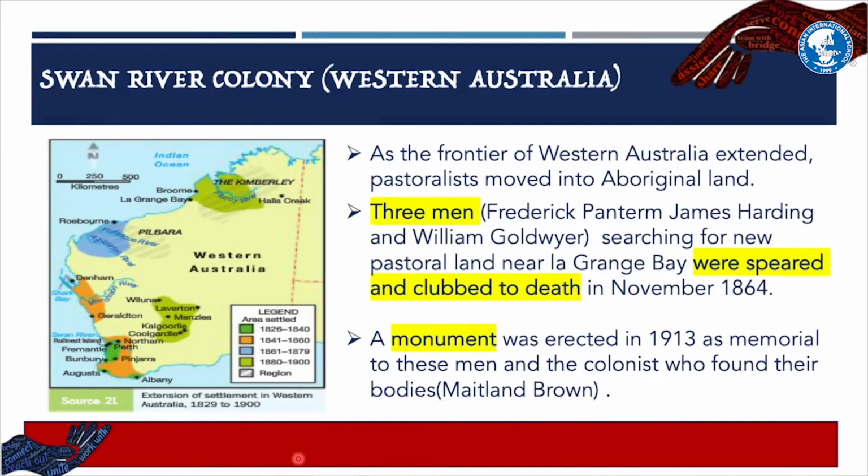Okay, another conflict took place in Swan River Colony. We called it conflict at Lagrange Bay. So here, as the frontier of Western Australia extended, pastoralists moved into Aboriginal land, and three men, while searching for new pastoral land near Lagrange Bay, were murdered by the Aboriginals in November 1864, and a monument was erected in 1913 as memorial to these men and the colonists who found their bodies.